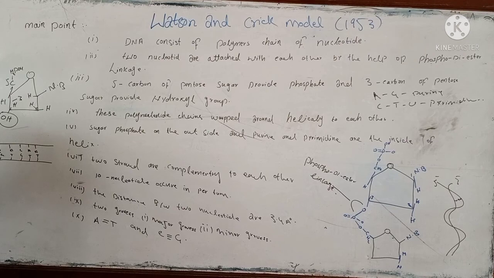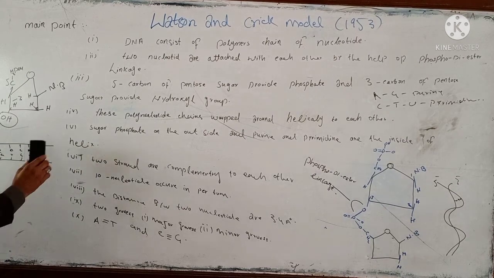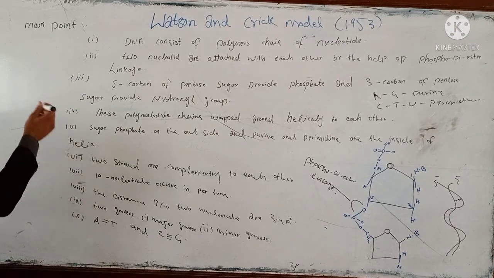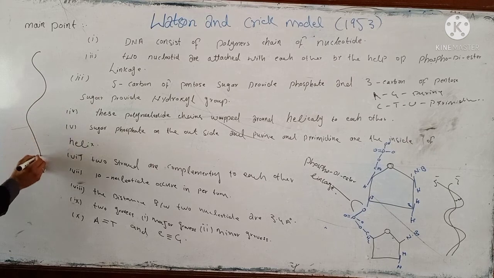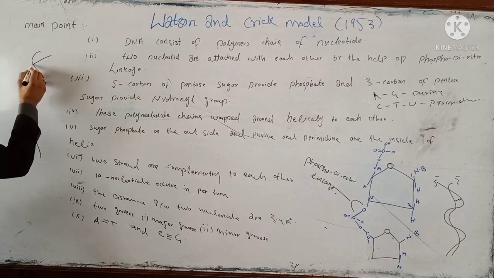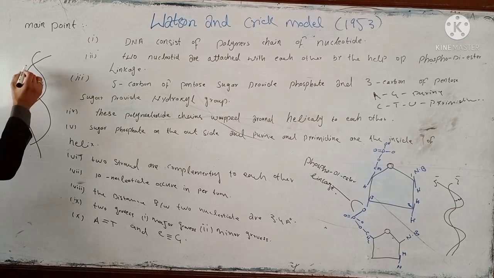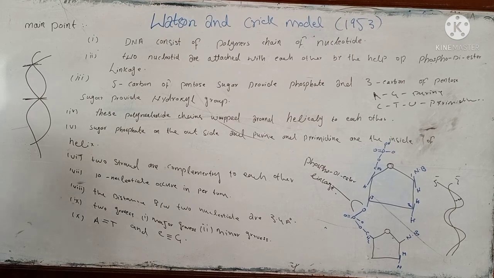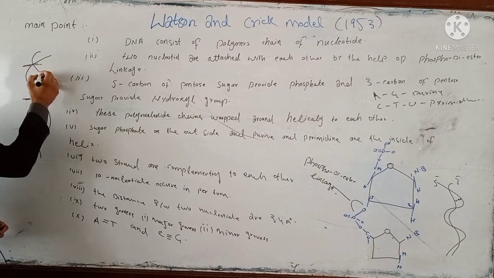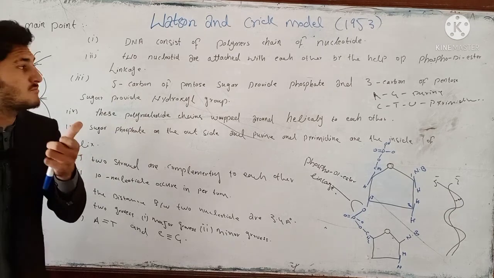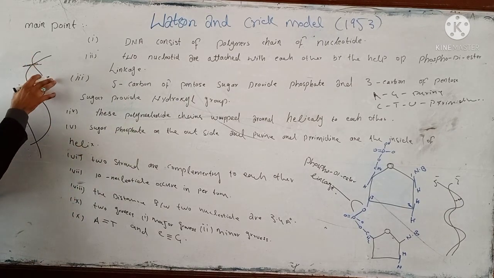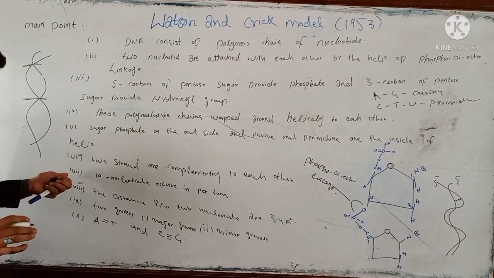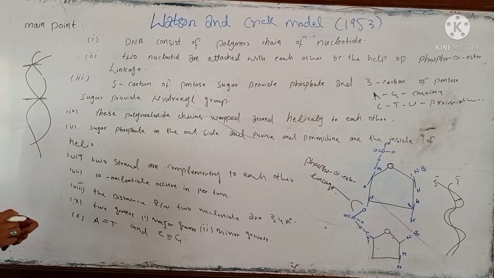The seventh point of Watson and Crick is that 10 nucleotides occur per turn. What is meant by per turn? From this region to this region is called one turn, and 10 nucleotides per turn means that 10 monomer units are found in this turn.